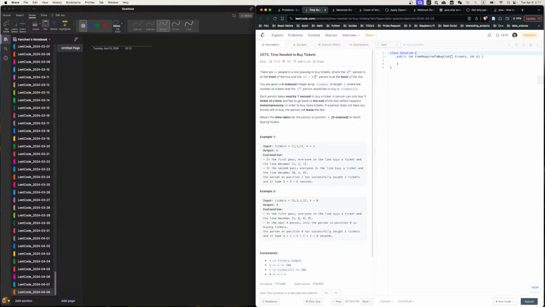All right, time needed to buy tickets. N people in a line queuing to buy tickets, where the 0th person is at the front of the line and the n-1th person is at the back of the line.